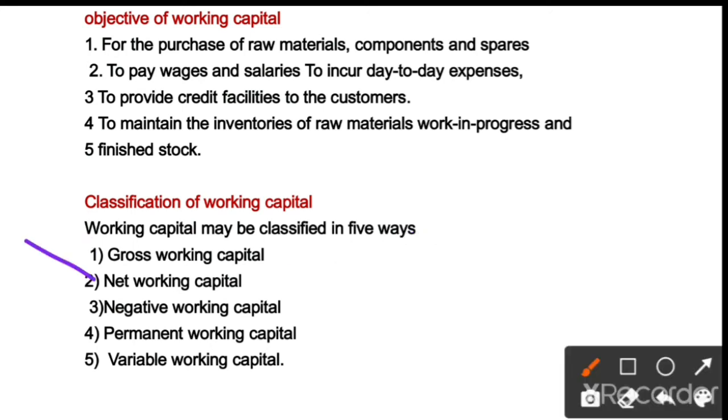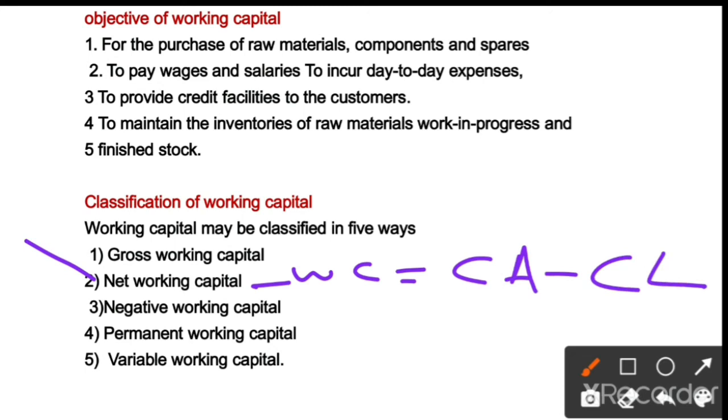Second one, net working capital. Net working capital refers to the excess of current assets over current liabilities. That is, working capital is equal to current assets minus current liabilities.